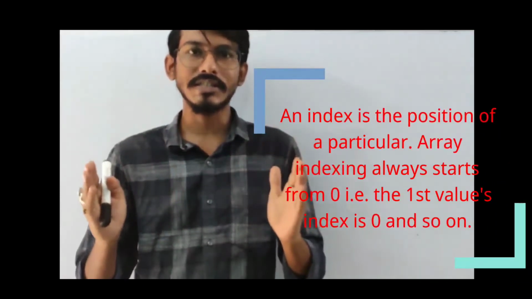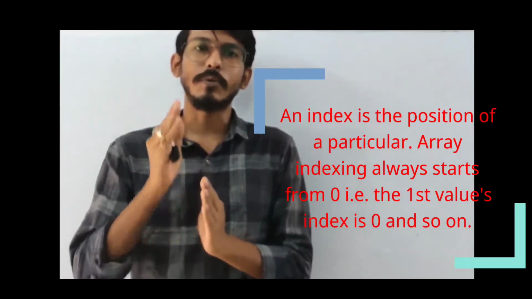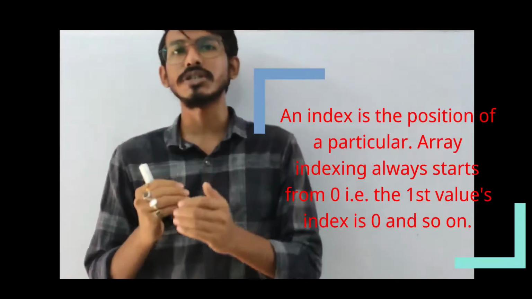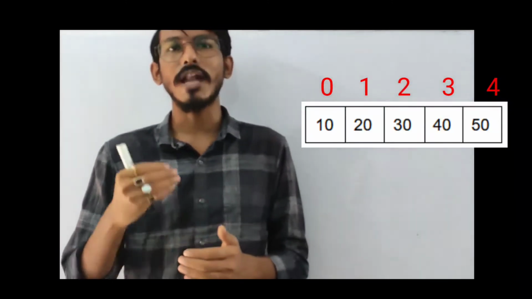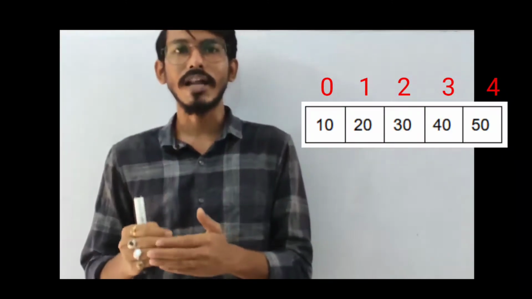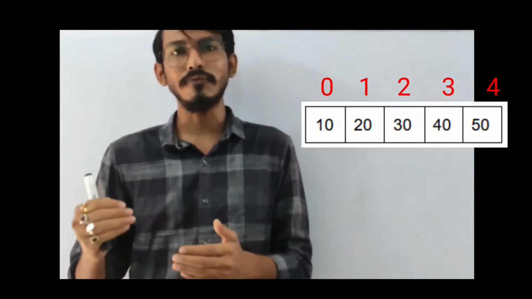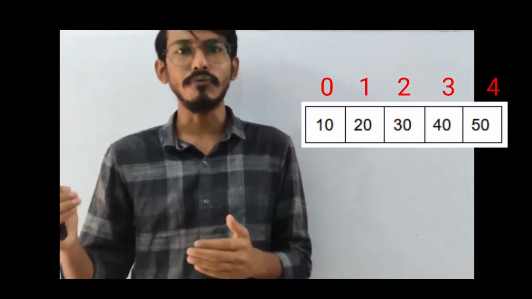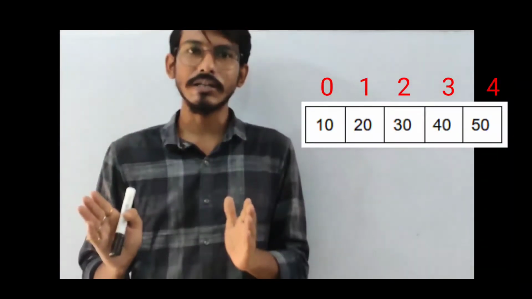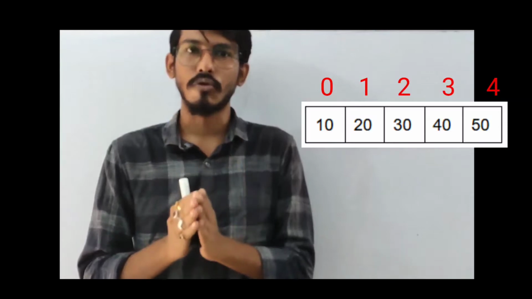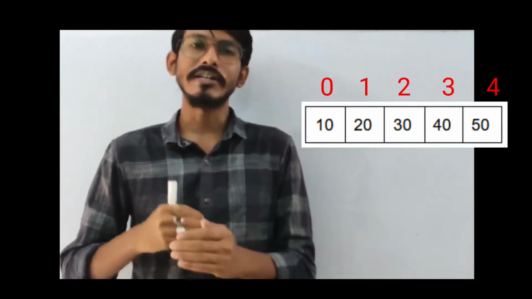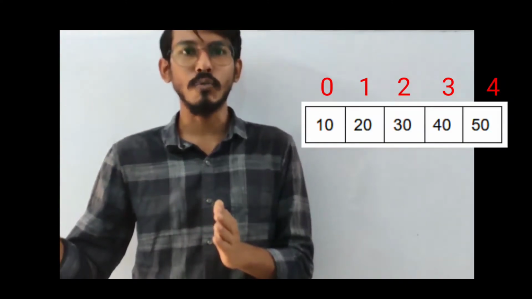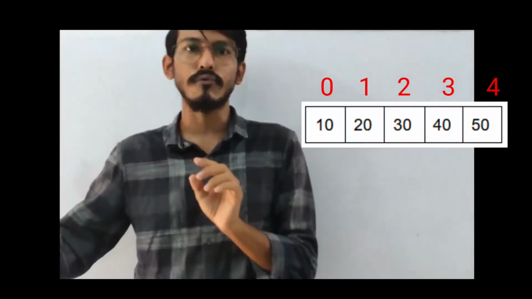What indexing means is that each of the values has a particular index or a particular positional value attached to it. So we can see in this example that for the value 1, the index is 0. For the value 2, the index is 1. For the value 3, the index is 2. For the value 4, the index is 3. And for the value 5, the index is 4. Basically, indexing starts with 0 and ends at the number of values minus 1. So basically, indexing runs from 0 to n minus 1, where n is the total number of values in the array.